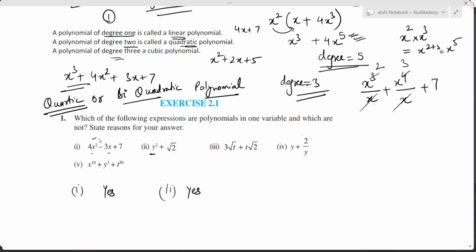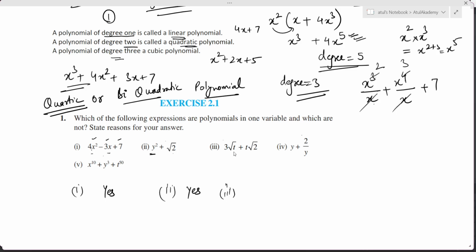This, if you can check also, it's a trinomial and the degree is 2. Let's keep on doing every part, and it is a quadratic polynomial, degree is 2. This one also is a quadratic polynomial as the degree is 2. It's a binomial. This one was a trinomial. Let's move to the third part.